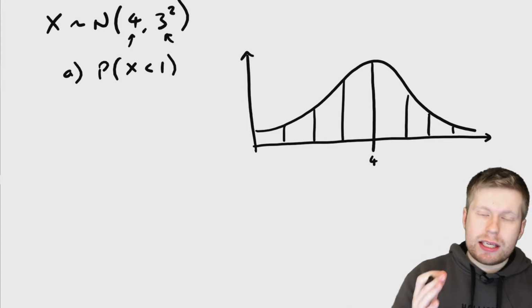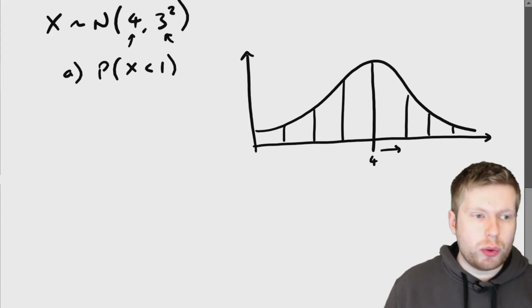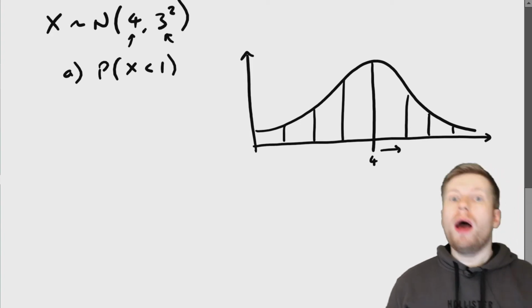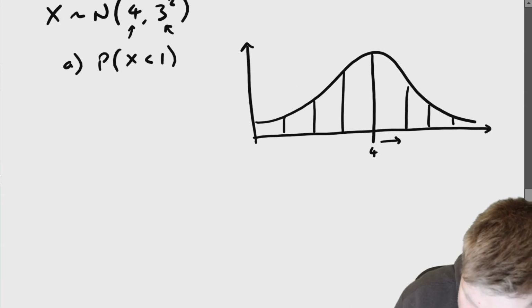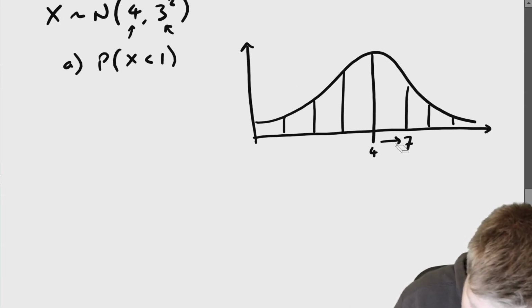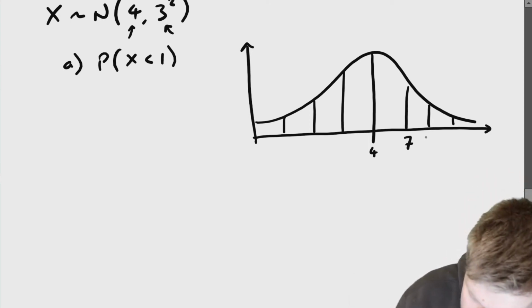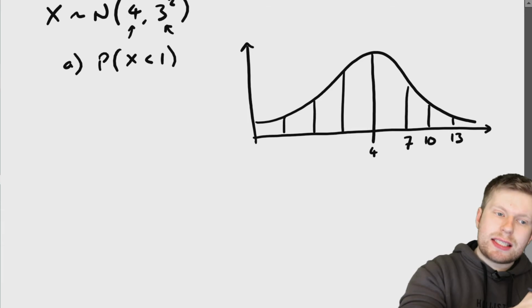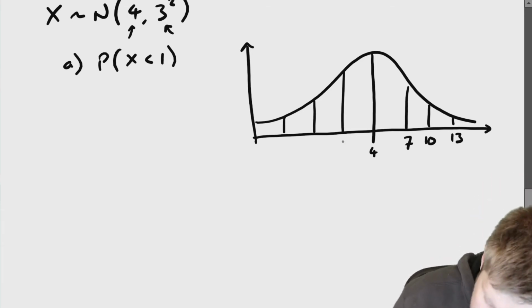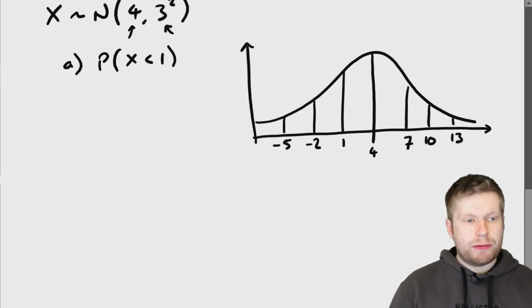So if my standard deviation unit is 3, that basically means that 1 standard deviation unit above the mean is going to be 4 plus 3, because my standard deviation unit is 3. So the number that goes there is going to be 7. And the next one is going to be another unit standard deviation above the mean, so that's going to be 10. And another unit, that's 13. And I can do exactly the same in the negative direction as well. So it's going to be 1, that's negative 2, and that there's going to be negative 5.